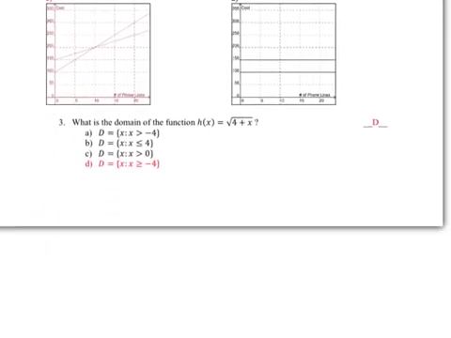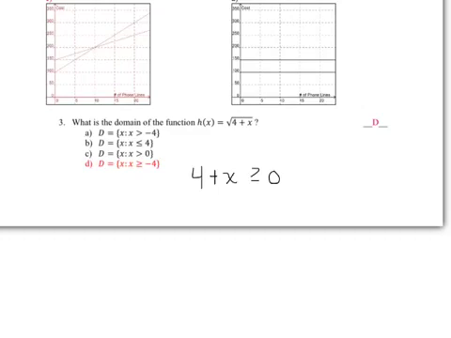Number 3, what is the domain of the function h of x equals the square root of 4 plus x? Well, we have to remember that our square root functions have got to be greater than or equal to 0. So we start by saying that the radicand must be greater than or equal to 0, because we can't have a negative number under the square root. That's imaginary. And when we're looking for the domain here, we're looking for the real domain.